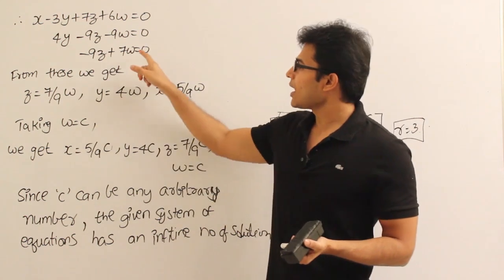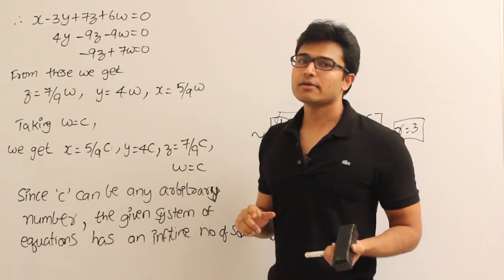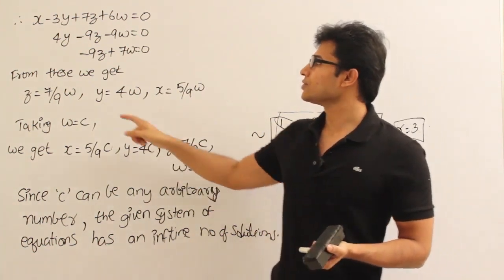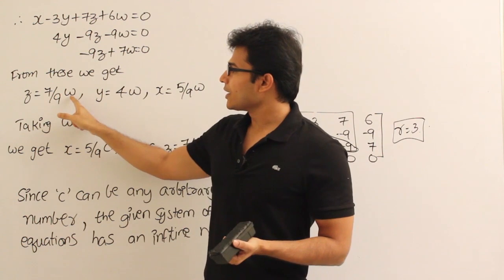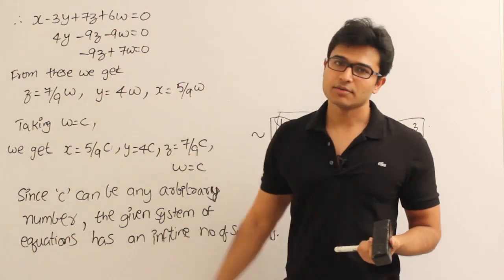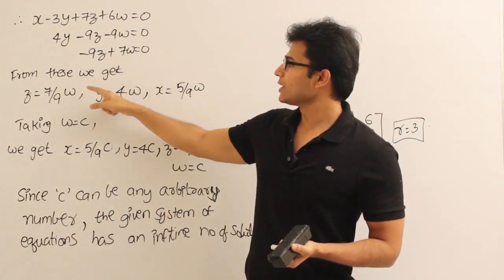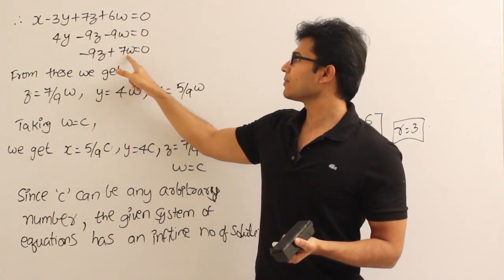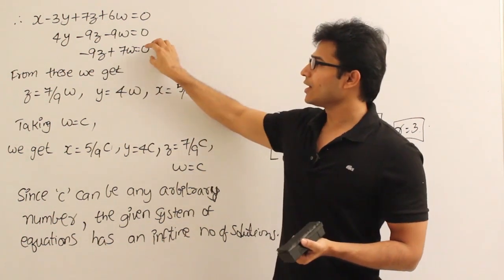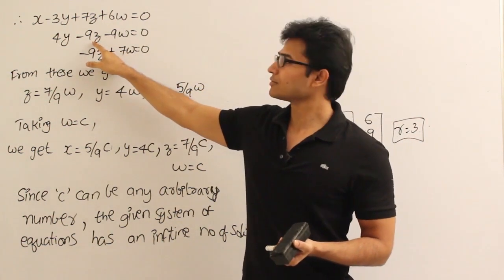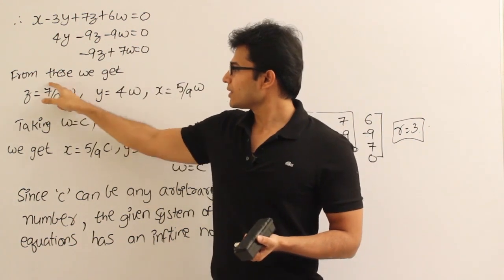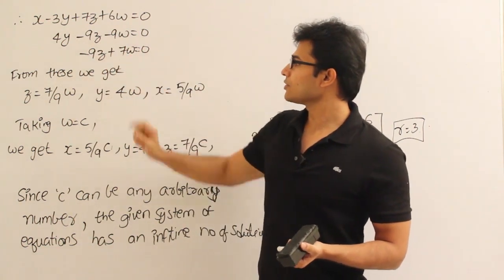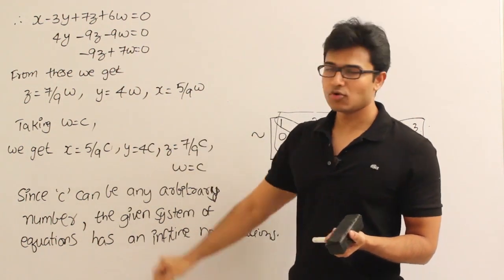So for that reason, I'll assume that w is going to take a random value and the other variables will be expressed in terms of w. So what I am trying to do is write all the other variables in terms of w. See this, z equals 7 by 9 w, you can clearly see that. Take the value of z and substitute it here, this 7 by 9 w, then you can find the value of y in terms of w again. Then I got y equal to 4w.